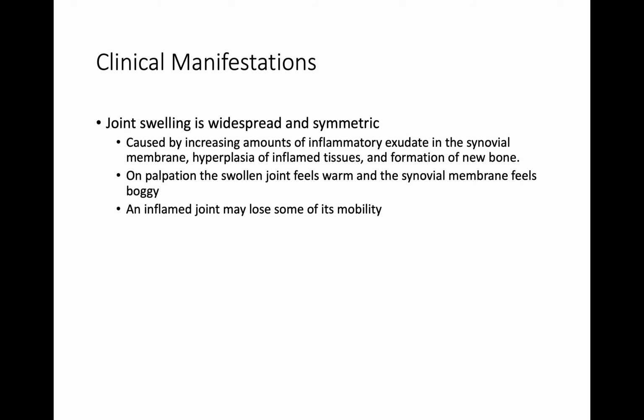Clinical manifestations. Joint swelling is widespread and symmetric. It's both sides of the body. It does not discriminate because it is autoimmune, whereas osteo may just be one, it may just be your right hand, not the left hand. So it's widespread and symmetric. That's what that means, both sides.